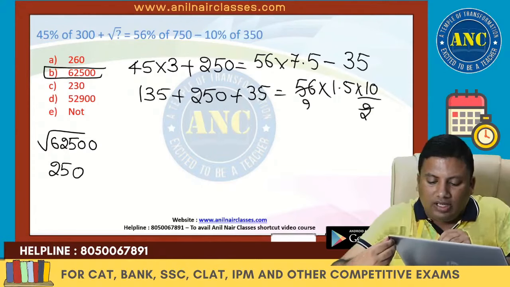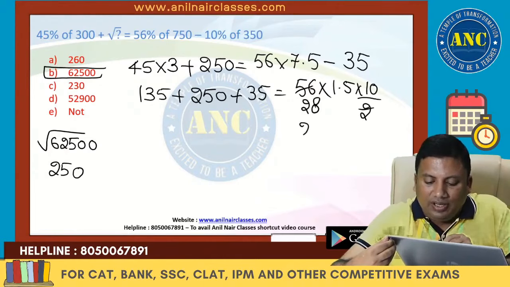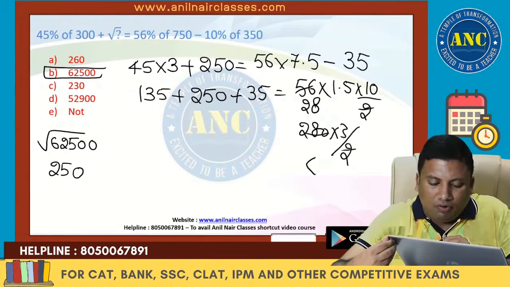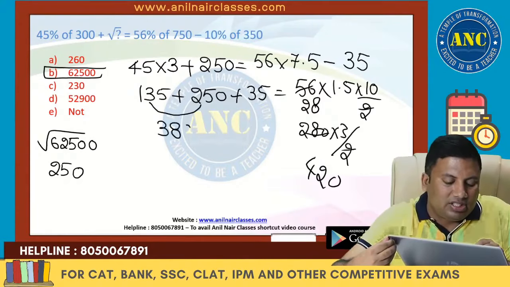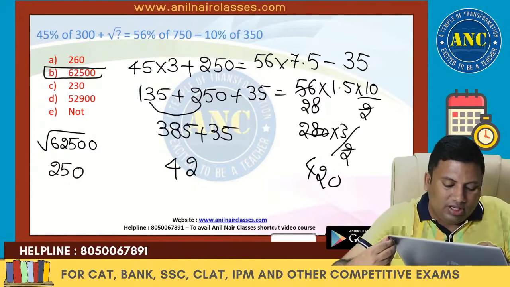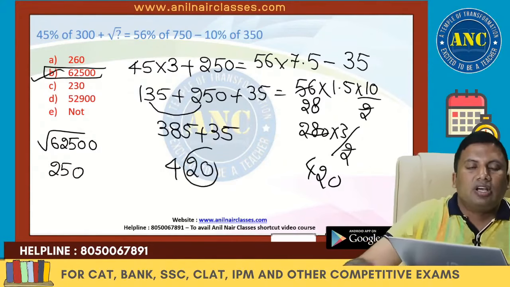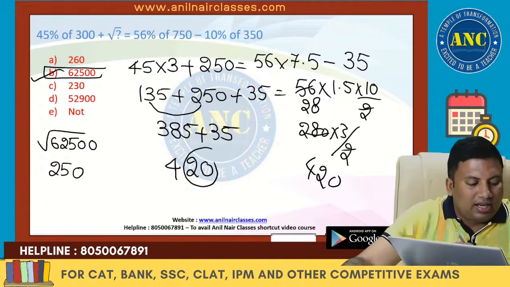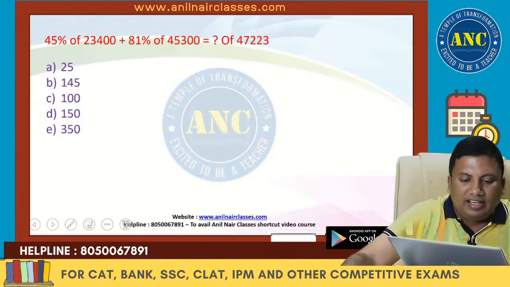So 28 twos are 28 into 10, 280. 280 into 3 by 2, which is nothing but 420. Let us check. These are nothing but 385. 385 plus 35, which is nothing but 420. It is matching. So the answer is 62500. I hope the idea is clear.